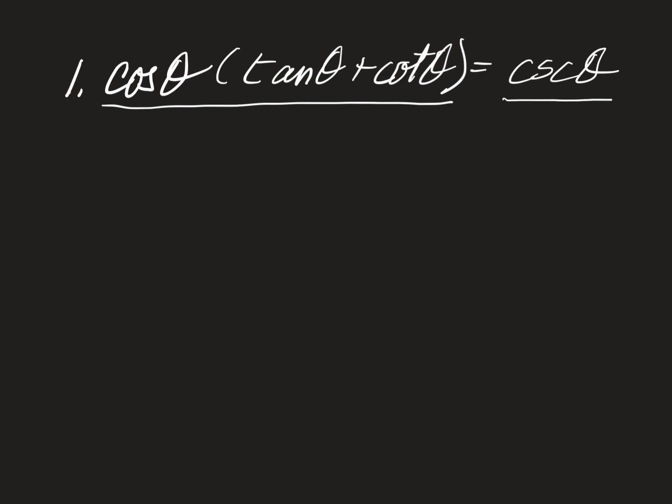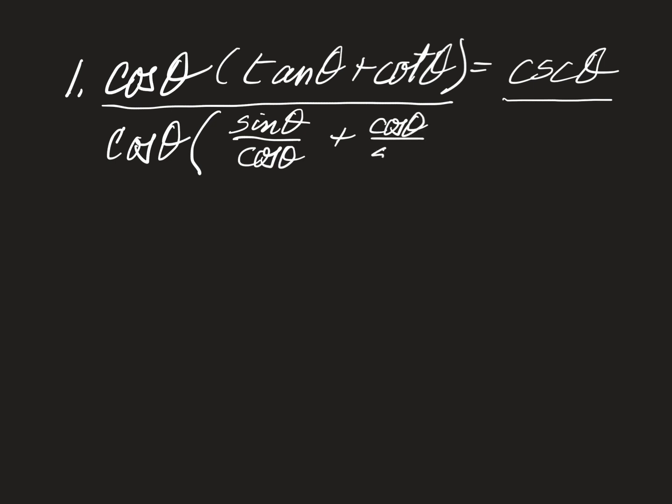And the strategy, since I want to get to cosecant, I already know cosecant is 1 over sine. So kind of the idea I have in my head, I need to change this tangent and cotangent to sines and cosines using the quotient identities. So that's what I do. Here's my cosine theta times, and then tangent is sine theta over cosine theta, plus cotangent, cosine theta over sine theta, okay?